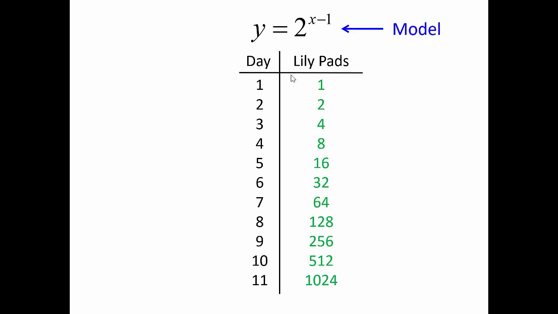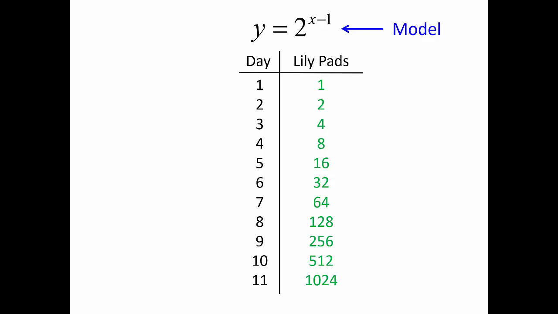So if I want to know how many lily pads there will be on day 15, I can just plug in 15 for x. 15 minus 1 is 14. 2 to the 14th will end up being a little over 16,000. So without having to wait for the lily pads to actually grow, once I've established a pattern of exponential growth, I can use a model to predict what's going to happen in the future.